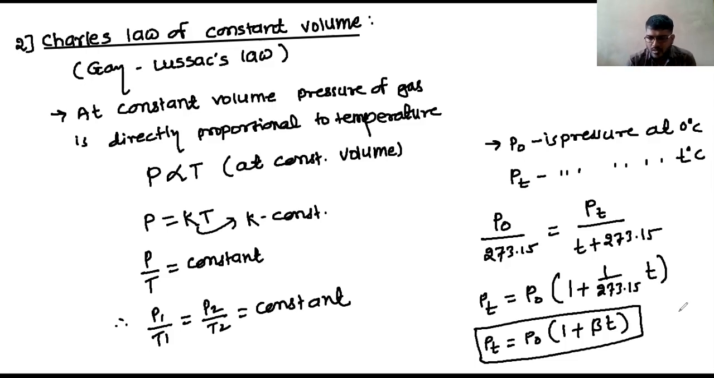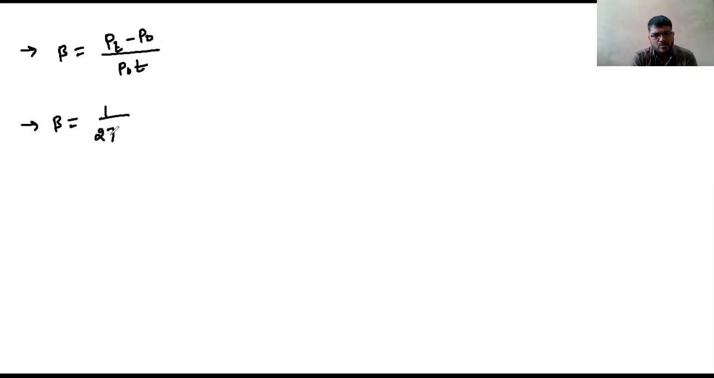Okay. So next. From the last equation, what we got, you can write like this also. Beta is equal to what? Pt minus P0 divided by P0 into T. And also beta is equal to how much? 1 by 273.15. This is equal to 0.003666 per degree Celsius. Clear?